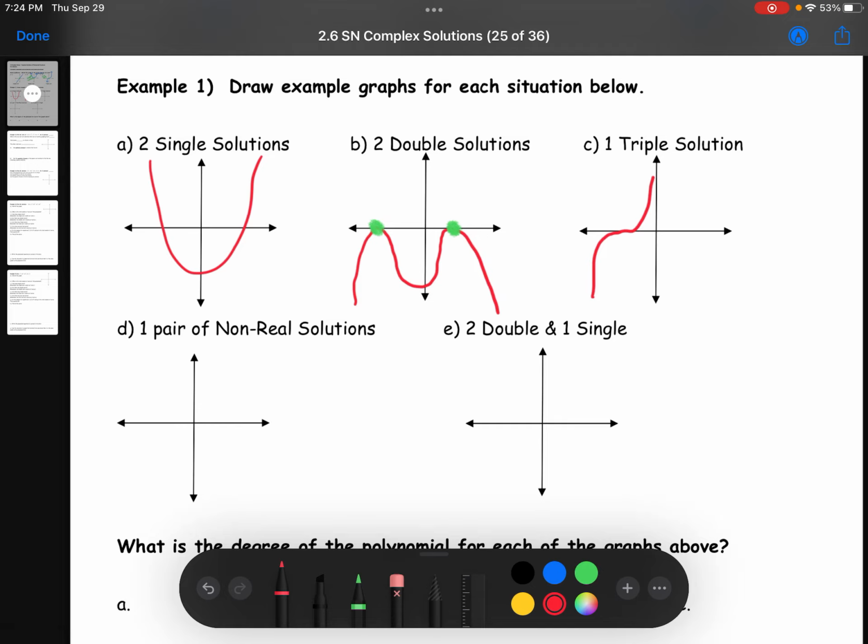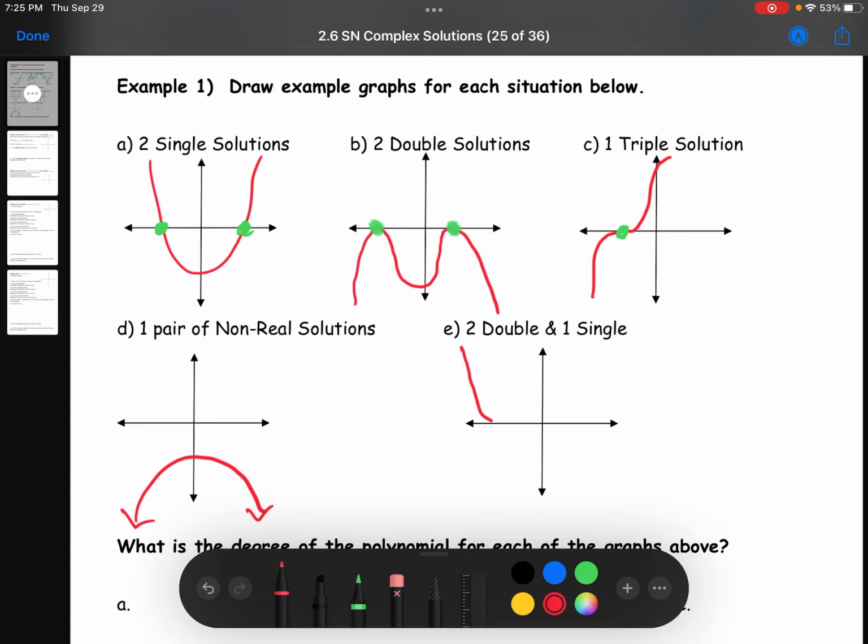A triple solution would look something like this, going through the x-axis at a zigzag. One pair of non-real solutions. Non-real solutions always come in pairs, and this will be something that could not cross the x-axis. So we would have something like a downwards facing parabola that never crosses the x-axis.